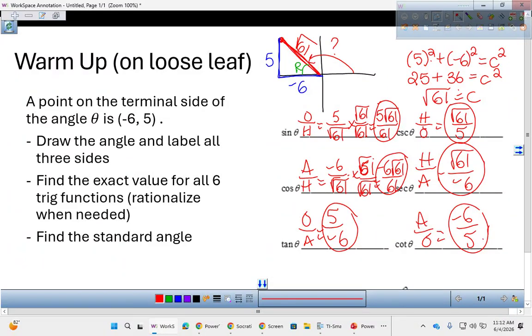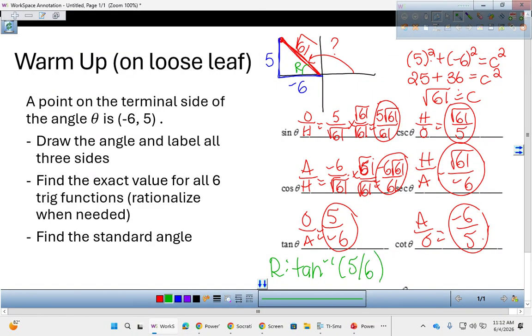Point number 3 is I need to figure out what the question mark is. But in order to figure out what the question mark is, I'm going to need that green angle. So to find the reference angle, I'm going to do the tangent inverse of 5/6.